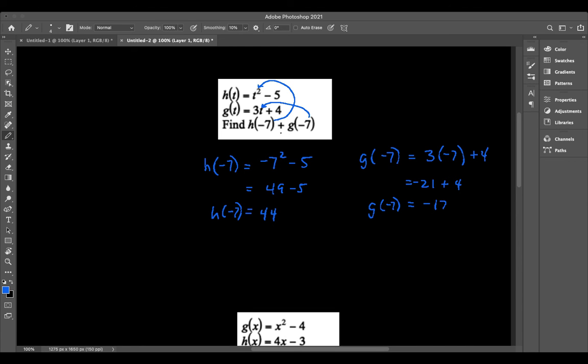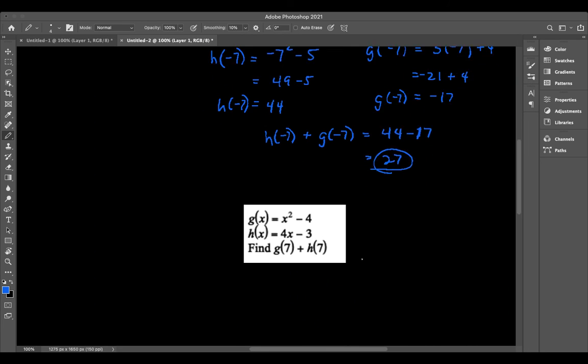So at the end of this, we would add both of these numbers together. So h of -7 plus g of -7 is 44 minus 17. Okay, and that value would be 27. So the adding of these two expressions together will give us a total value at the end of 27. So again, now what we're doing is taking two equations, evaluating them, and now putting them together to make a whole other output.